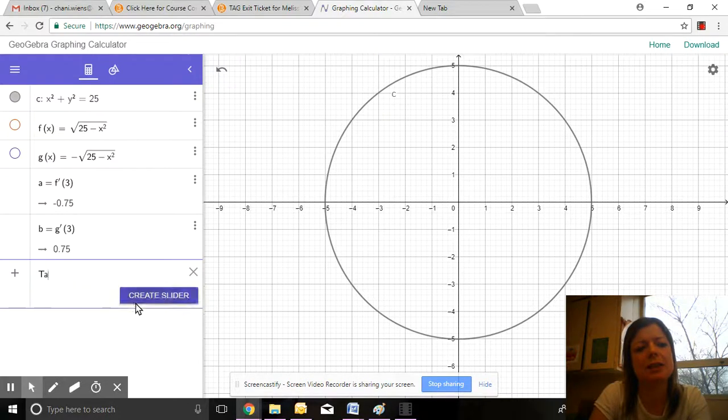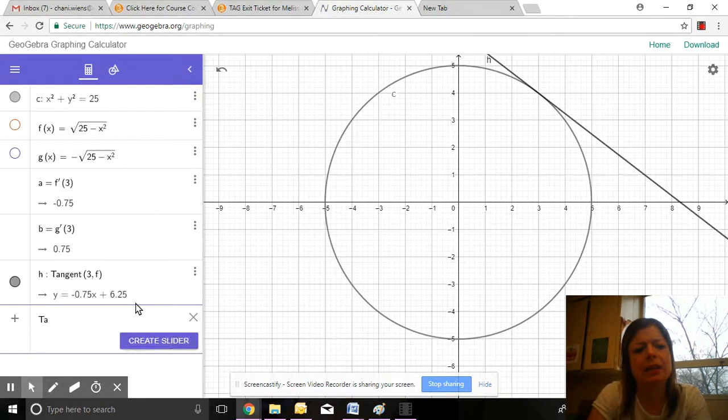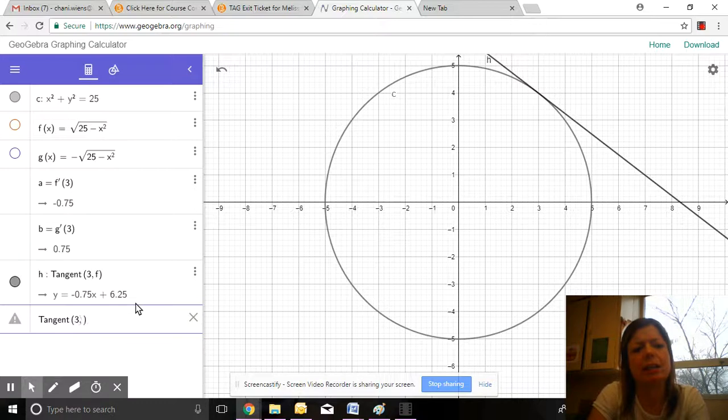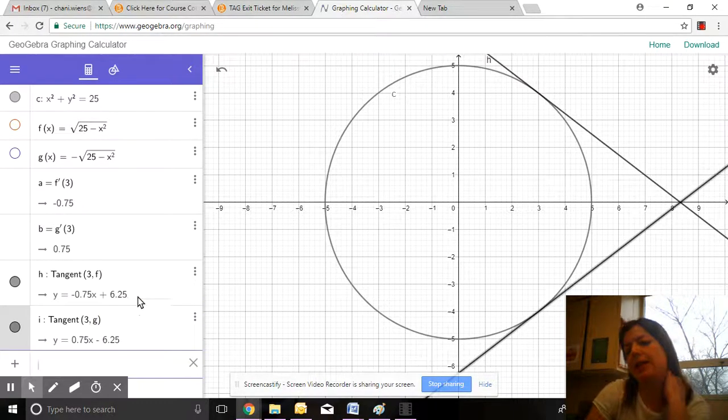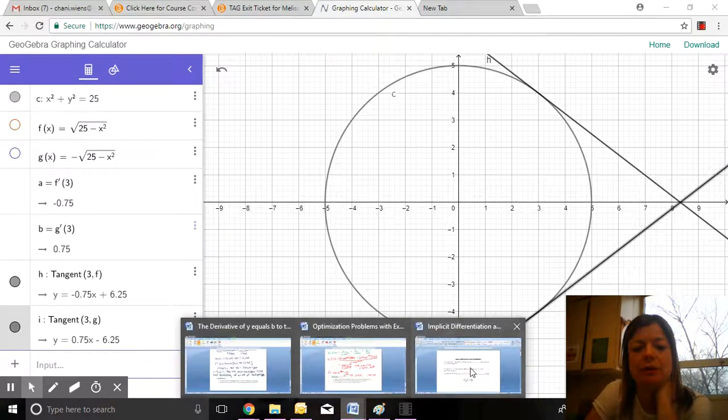So if you did a tangent at the point 3 on f, you can see it there, and the tangent at 3 on g, you can see it there. This one is negative and this one is positive, but how can I come up with an equation where I could find both of these derivatives without having to do them separately? That's what we're going to do as our first example on the note.